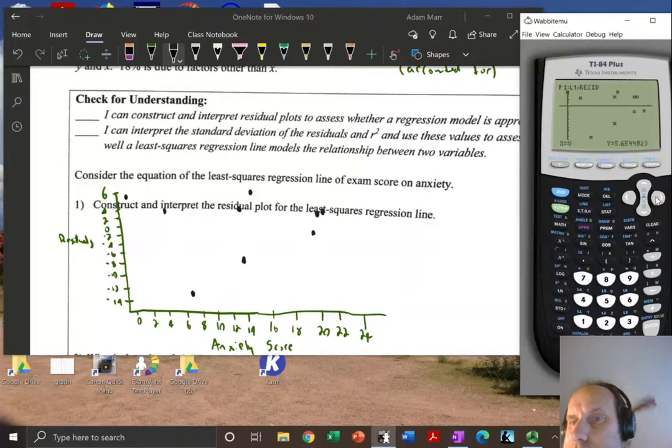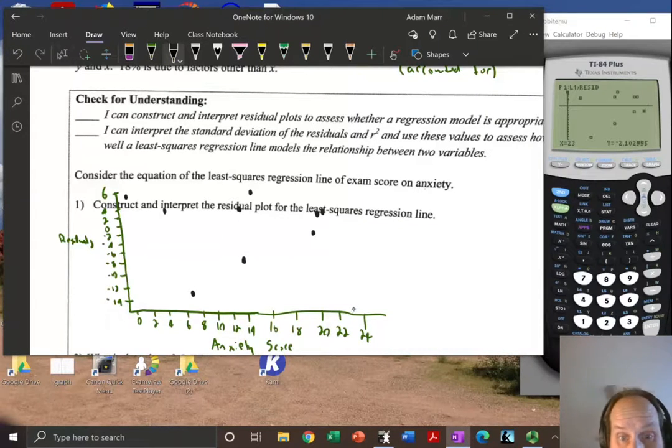Okay. Yeah, I wish this was a little bit better about just doing it in order. There we go, and it's 23 and negative 2. Sorry about that. The 23 and negative 2. Okay, there we go. We got the residual plot. That's it right there.